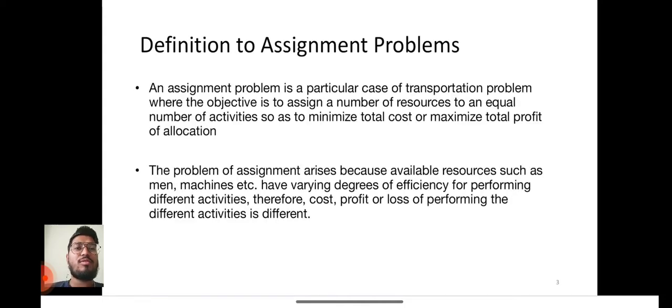Definition of assignment problems. An assignment problem is a particular case of transportation problem where the objective is to assign a number of resources to an equal number of activities so as to minimize total cost or maximize total profit of allocation. The problem of assignment arises because available resources such as men, machines, etc. have varying degrees of efficiency for performing different activities. Therefore, cost, profit, or loss of performing the different activities is different.